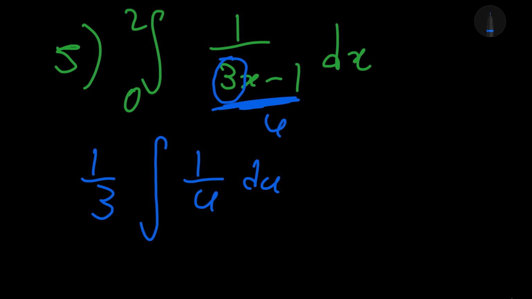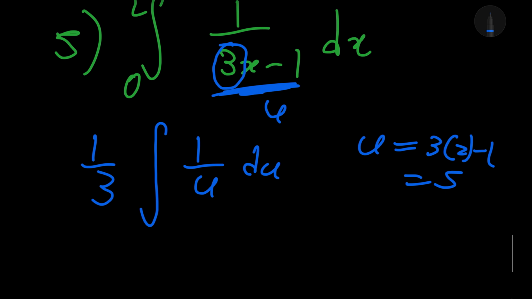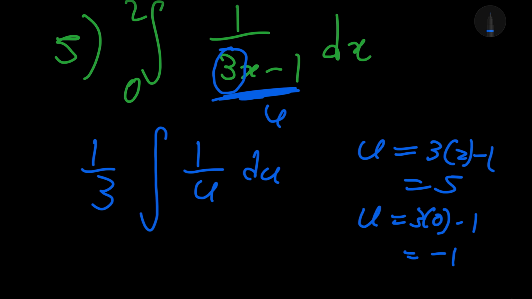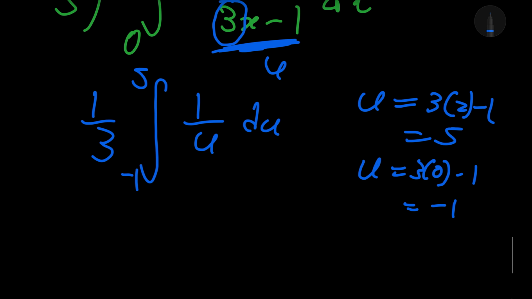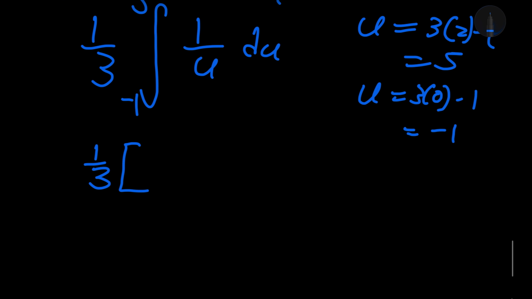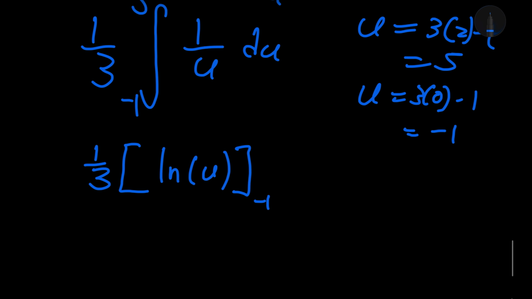Great, I'm almost done, right? Now I just have to change my bounds. Instead of 0 to 2, I first plug in for 2. So u is equal to 3 times 2 minus 1, which is equal to 5. For my lower bound, u is equal to 3 times 0 minus 1, which is equal to negative 1. So my bounds change from 0 and 2 to negative 1 and 5. Then all I have to do is take the integral of 1 over u. So it's 1 over 3 ln u from negative 1 to 5.